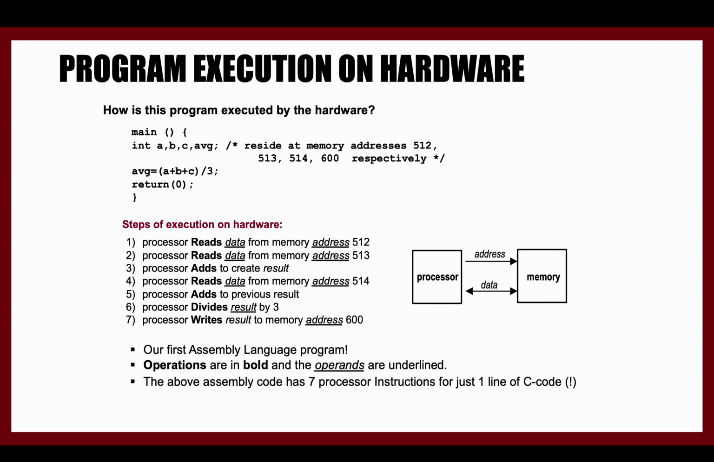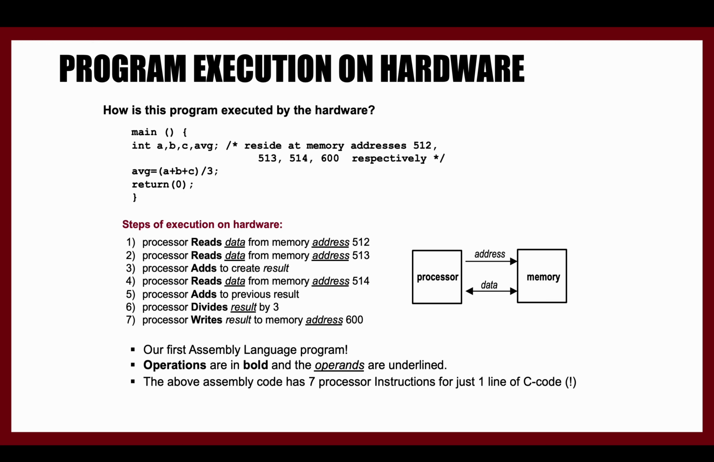Division. The sum of a, b, and c is divided by 3. Writing data. The result is then stored into memory address 600, corresponding to the average variable. This serves as an introduction to assembly language programming, highlighting the direct correspondence between high level language commands like C and multiple low level operations needed to carry out those commands.